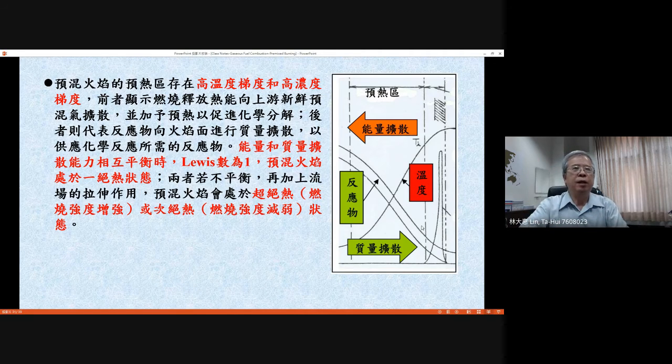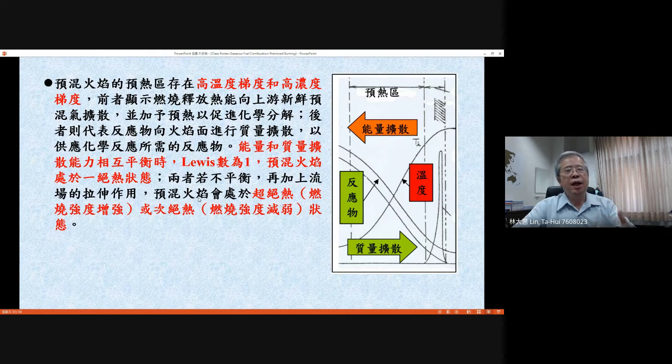Now you can figure out there are two different kinds of diffusion process. One is the heat diffusion from the flame to the upstream. The other one is the mass diffusion from the upstream to the flame. For the one-dimensional model, usually if you assume the diffusion strength or diffusibility for heat and mass are balanced, then we say this is Lewis number equal to 1, right? This is the so-called Lewis number equal to 1.